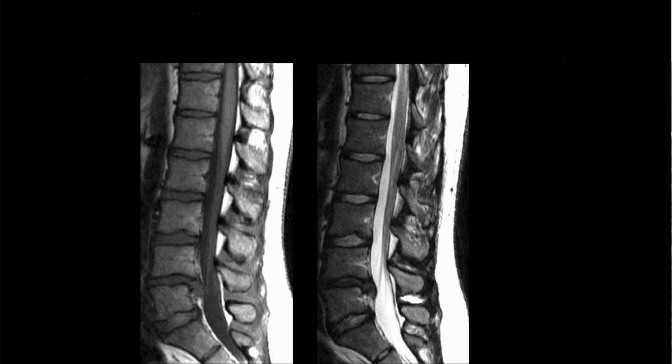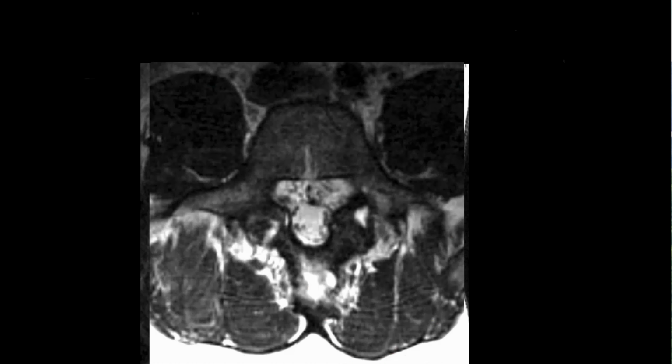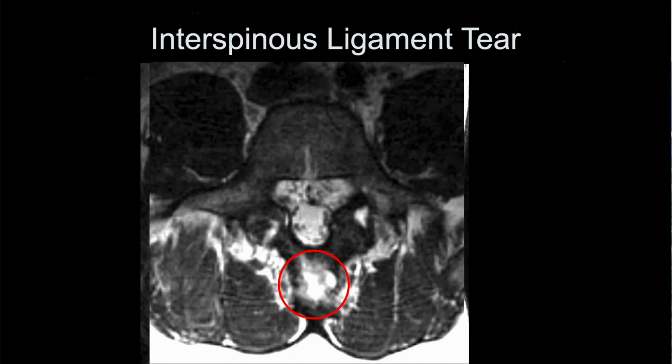No worries. Here it looks like there's a disc extrusion posteriorly at L4-5 that extends inferiorly there. What's going on there? Looks like there's some edema in that. Was that the interspinous ligament? Yeah. So I'd be concerned about a tear there. Yeah, there's some fluid there for sure. So this has a disc extrusion and an interspinous ligament tear.